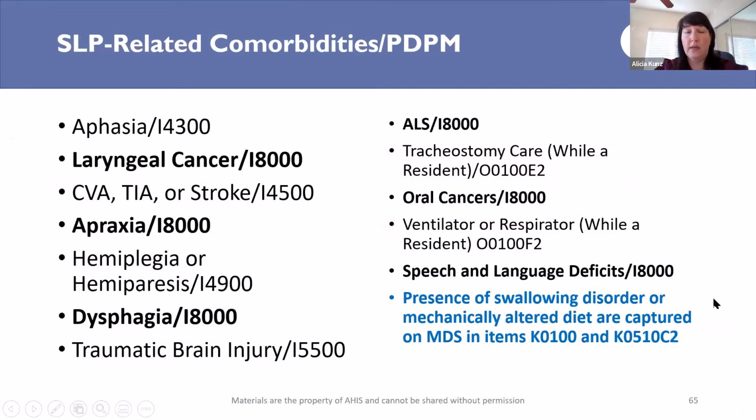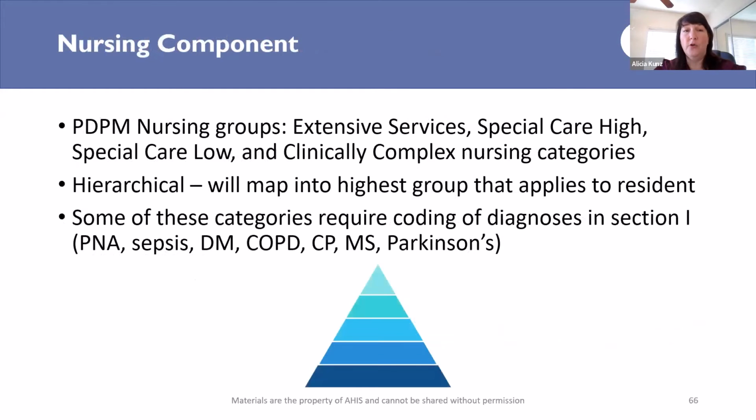These are some SLP related comorbidities. You can see the ones in bold have to be on section I-8000 of your MDS, which is your other active diagnosis section. And your nursing component has to do with nursing groups from extensive services to special care high, special care low, etc. And they are hierarchical. So it will map you automatically into the highest group that applies to the resident. And some of these categories require coding of diagnoses in section I, such as pneumonia, diabetes, COPD, etc.